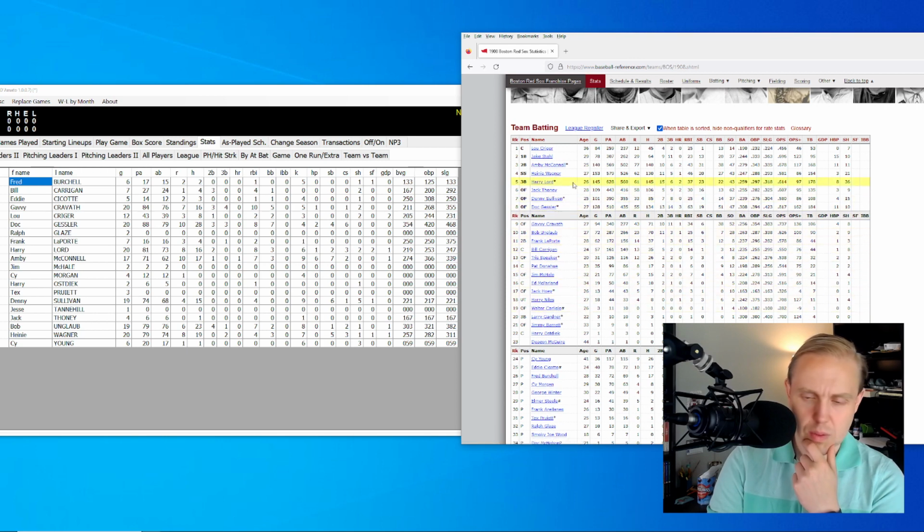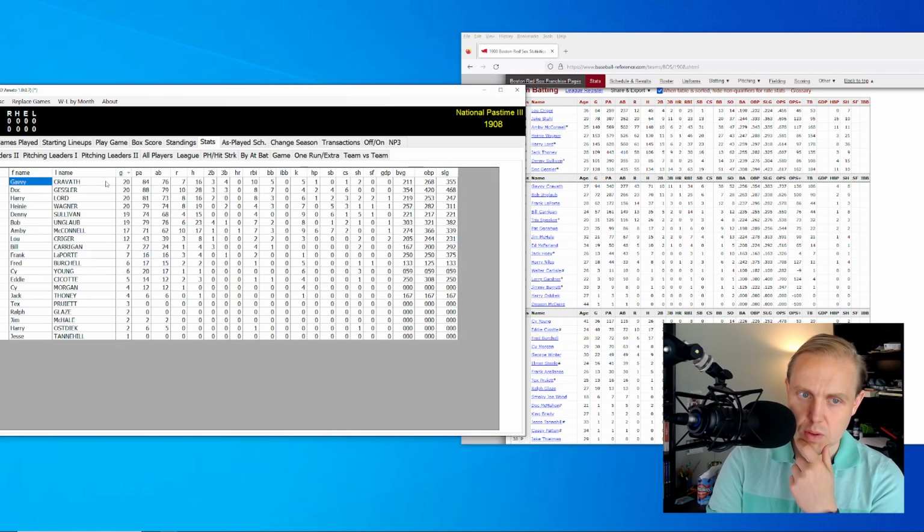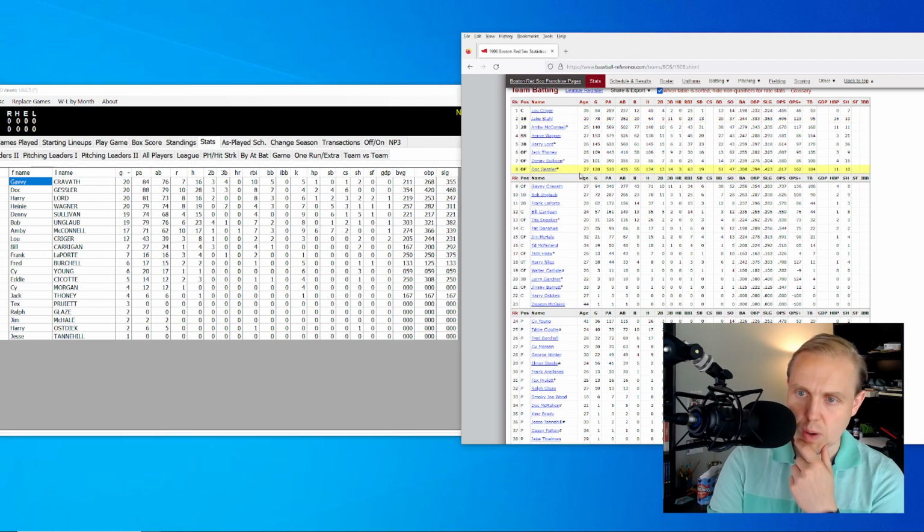Where did he go? I'm not quite sure where he went. Anyway, we're not going to be able to see Fred Burchell because I can't find him. Oh, here he is. Yes, Fred Burchell is a pitcher. That's the reason why I couldn't find him. No, we want to look at somebody who's not a pitcher. Let's see, Gavy Kravitz, right?